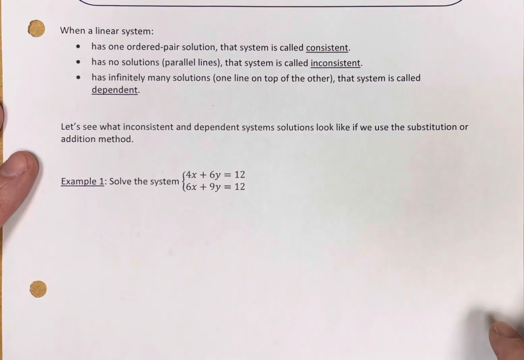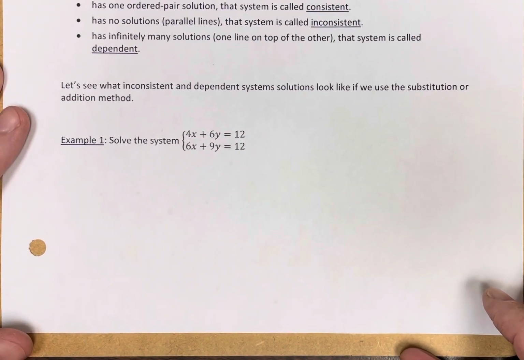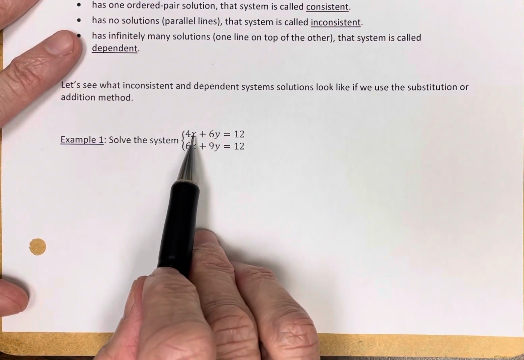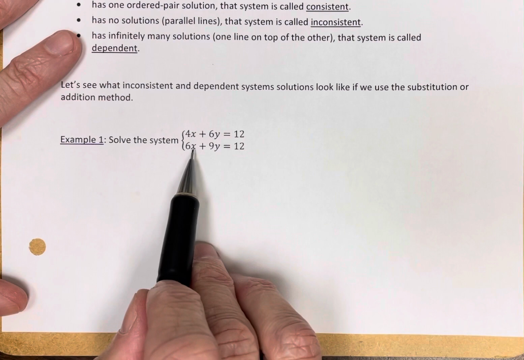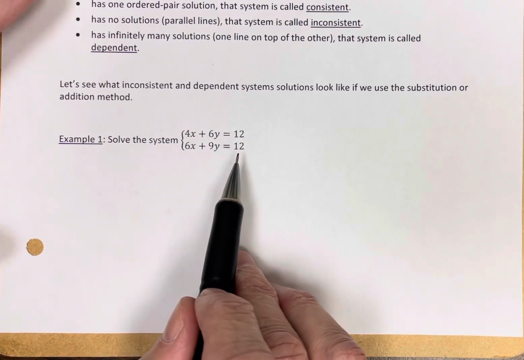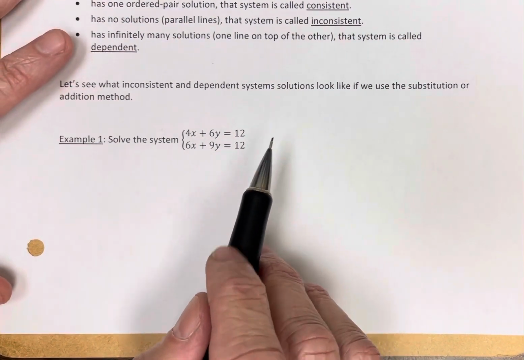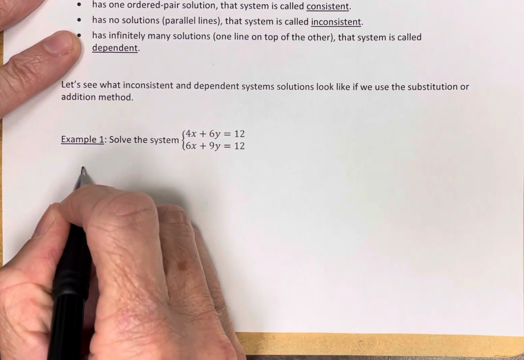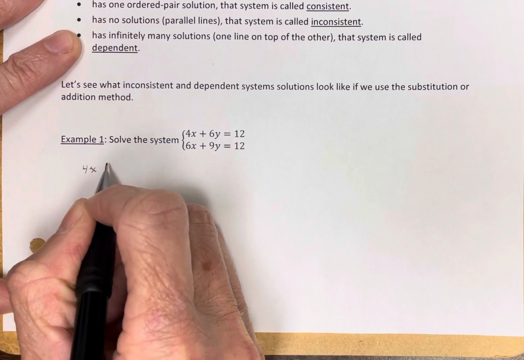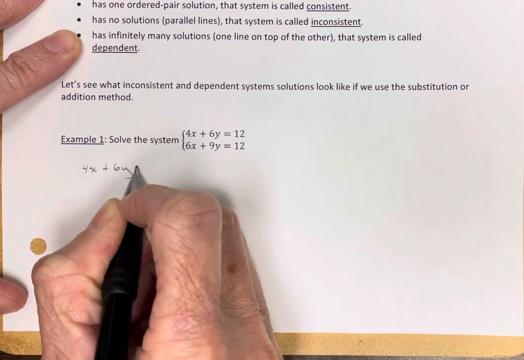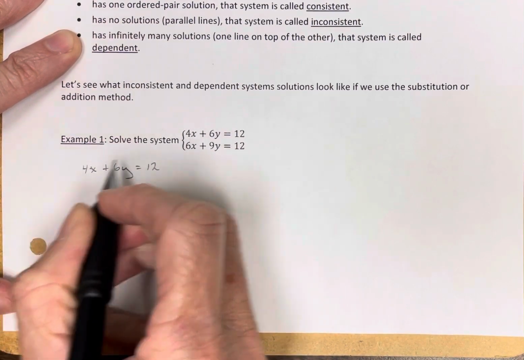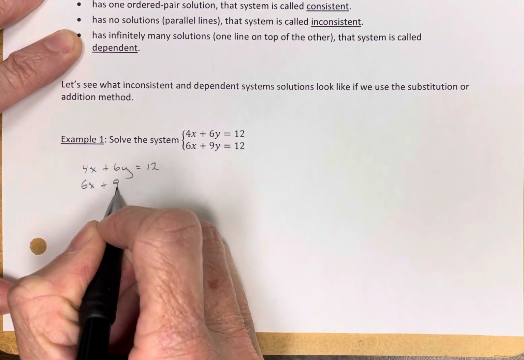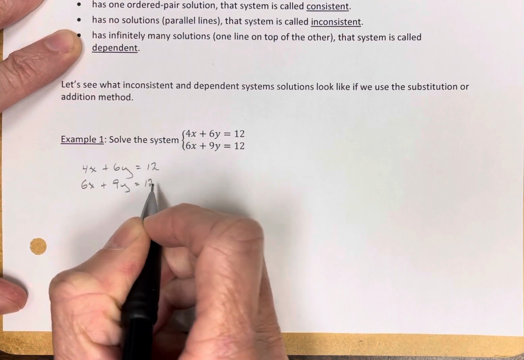Okay, so example number one here, at the bottom of the paper, we have two equations, 4x plus 6y equals 12 and 6x plus 9y equals 12. We want to solve it, and I'm going to solve this using the addition method. So I'm going to write the equations down here. 4x plus 6y equals 12, and 6x plus 9y also equals 12.